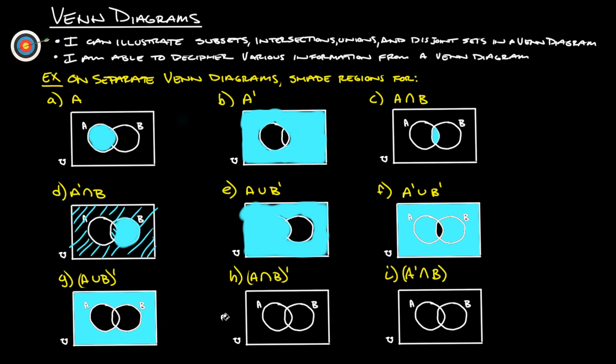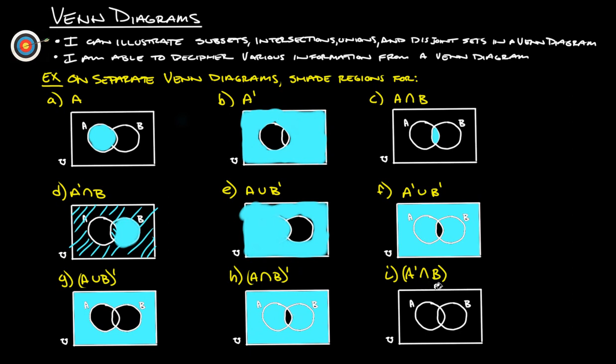Okay? Now, A intersect B. A intersect B is what A and B have in common, which is just this section right here. But now it says it's the complement of that. So we want to fill in everything except for this section here. So we fill in those, and that would be the complement of A intersect B.